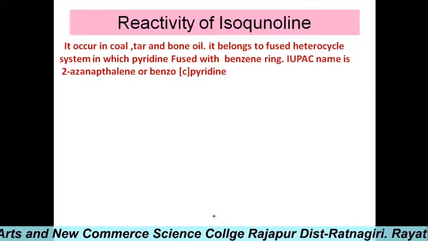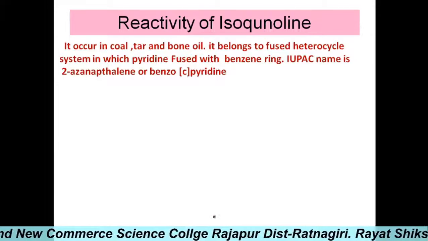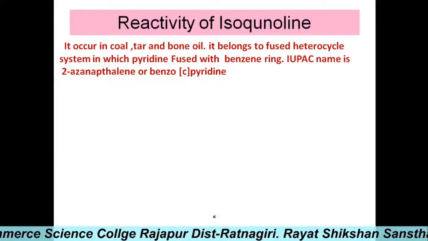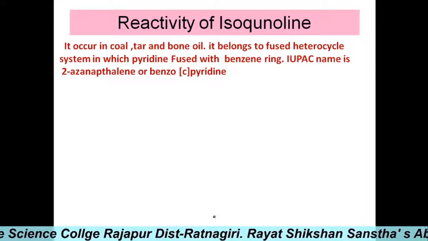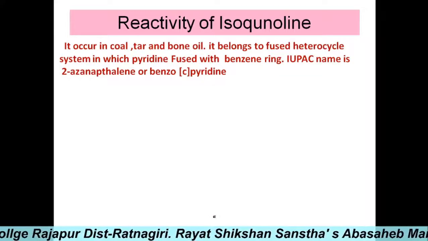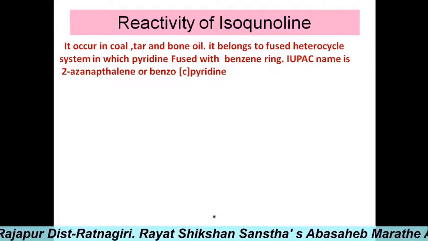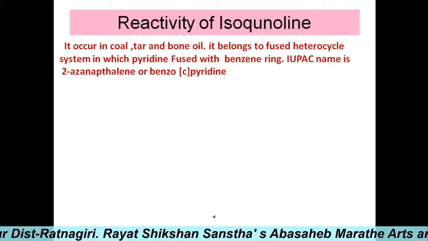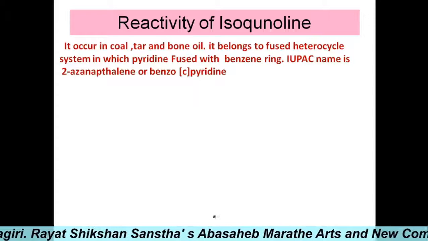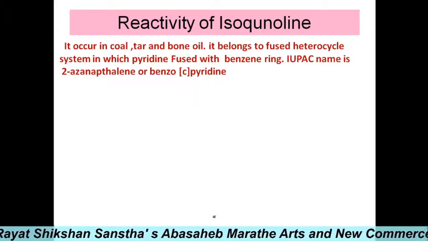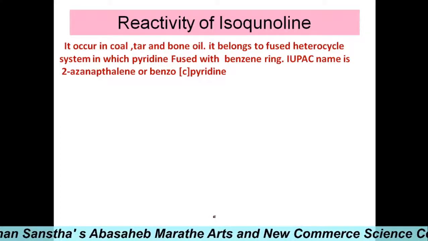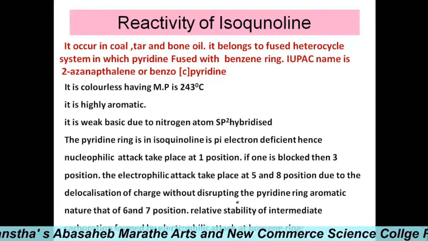Now we have seen the reactivity of quinoline, let us look at isoquinoline. Isoquinoline is obtained from coal tar and bone oil. It belongs to the fused heterocyclic systems in which the pyridine ring is fused with the benzene ring in the meta condition. It is also called 2-azanaphthalene. Some characteristics of isoquinoline follow.